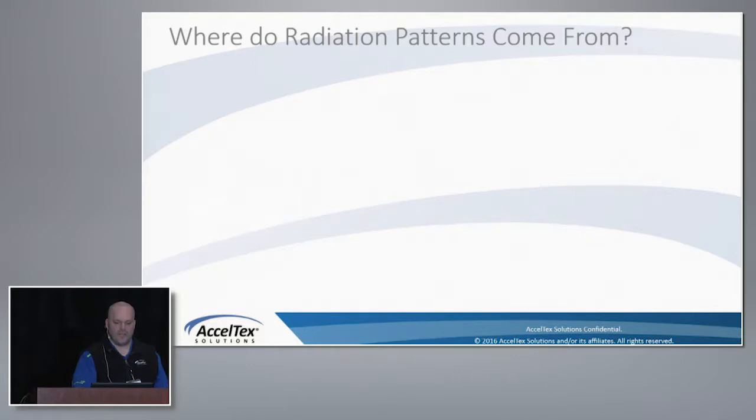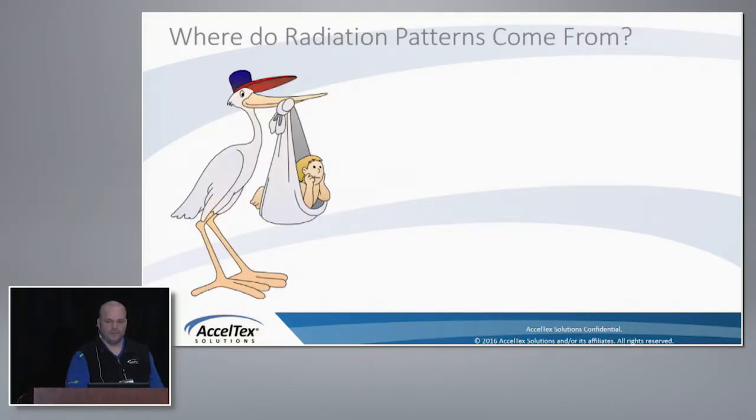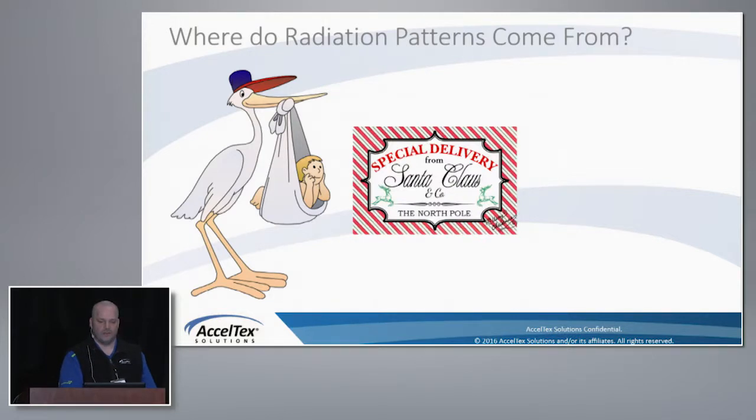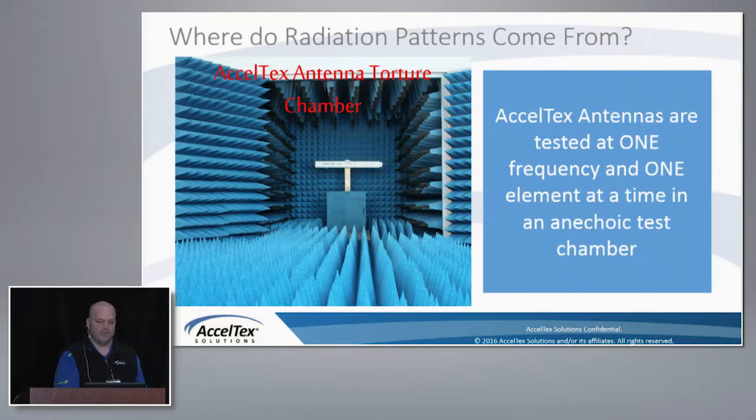So where do radiation patterns come from? Not from there. Certainly Santa Claus isn't bringing them to us, and Amazon Prime can't even deliver radiation patterns. Radiation patterns come from the Exceltex antenna torture chamber. I occasionally put my boss Carter Burke in there just for kicks and giggles, to have some fun with him, tee him up a little bit.